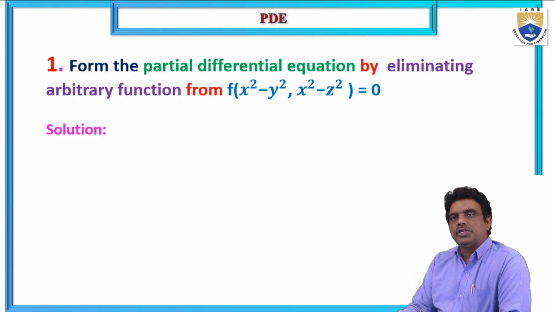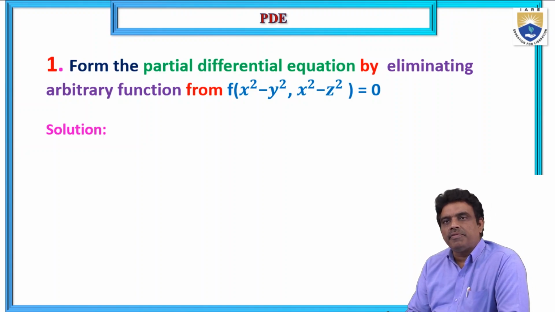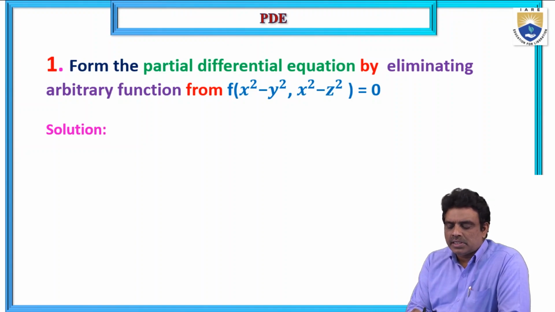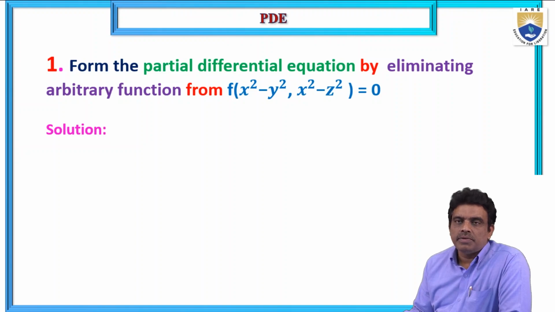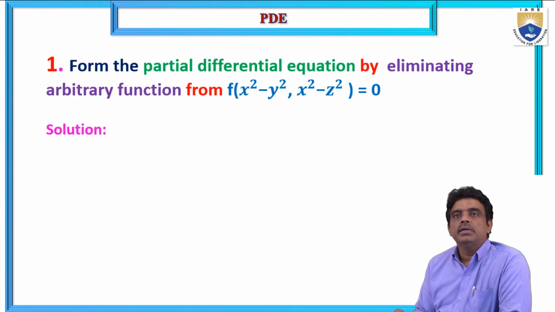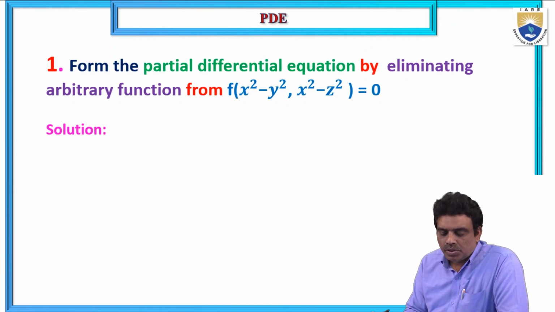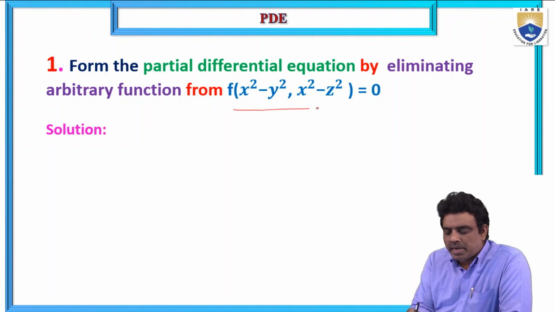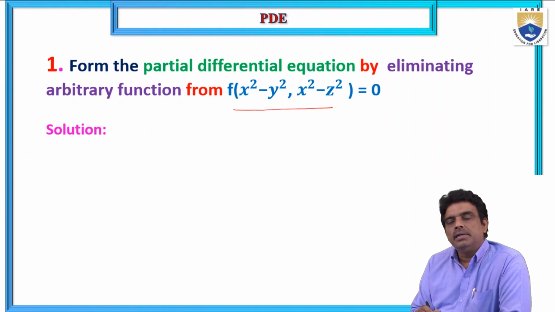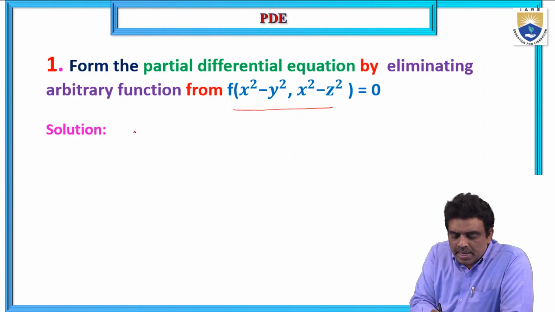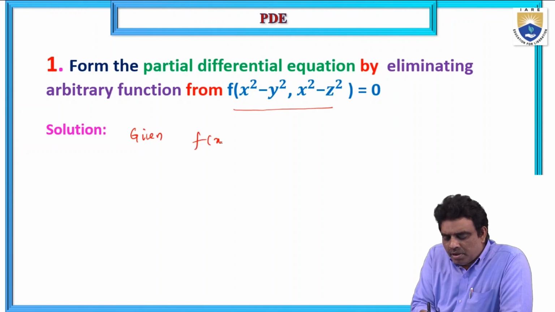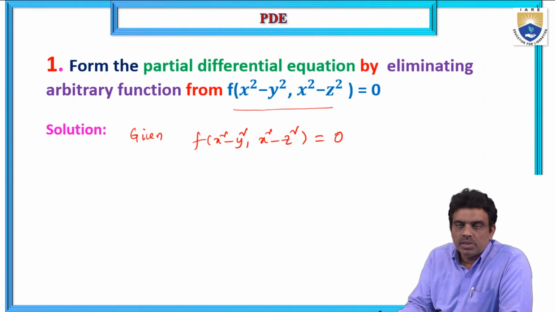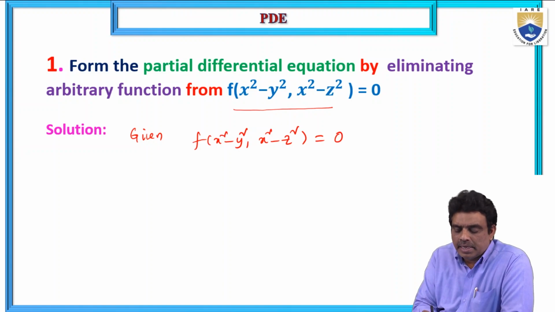Form the partial differential equation by eliminating the arbitrary function from f of (x square minus y square, x square minus z square) is equal to 0. Partial differential equations can be formed by eliminating arbitrary constants and by eliminating arbitrary functions. In this problem, we have to eliminate the arbitrary function f and form the partial differential equation. Our aim is to form the differential equation by eliminating f.